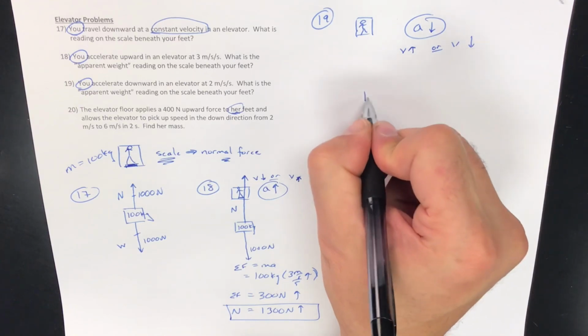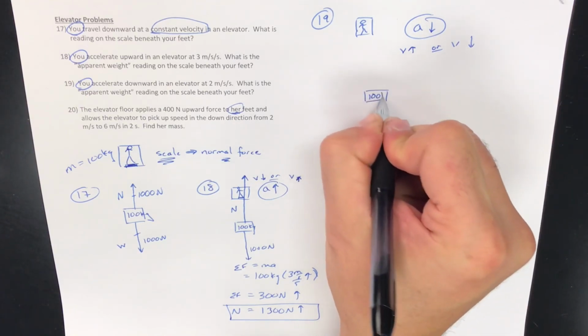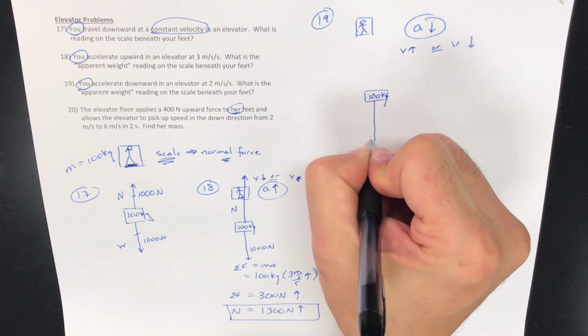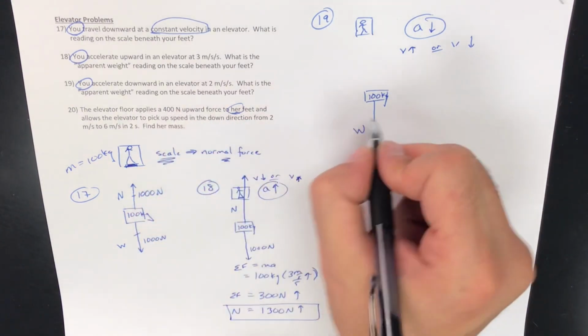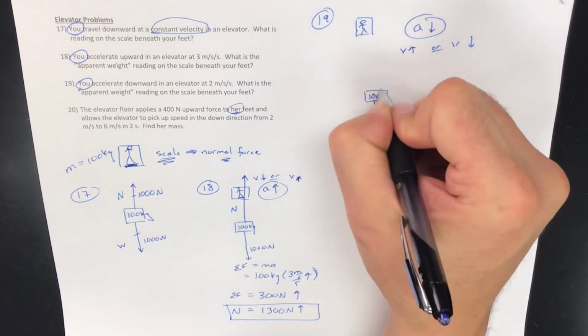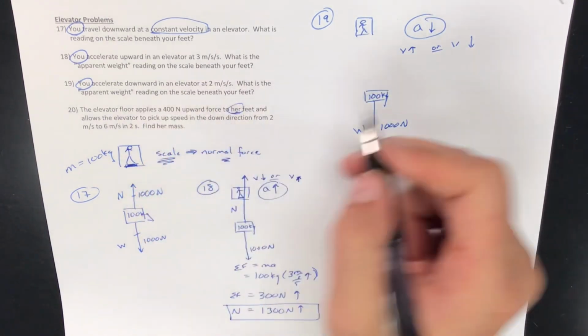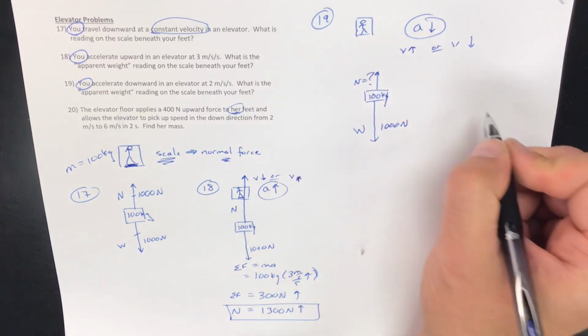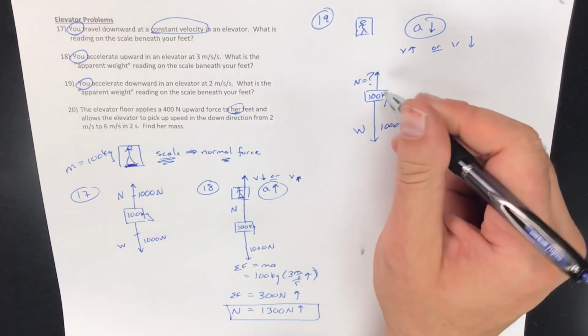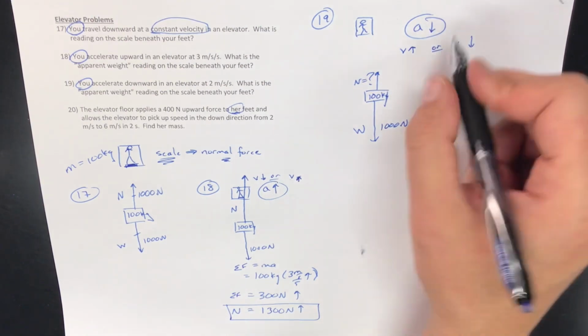So here we have you again. It's me. And the weight, always do the weight first because you know it, W equals mg, and that's 1,000 newtons. I'm accelerating down, which means that my normal force has to be smaller. You know that the down force has to be bigger than the up force for a down acceleration.